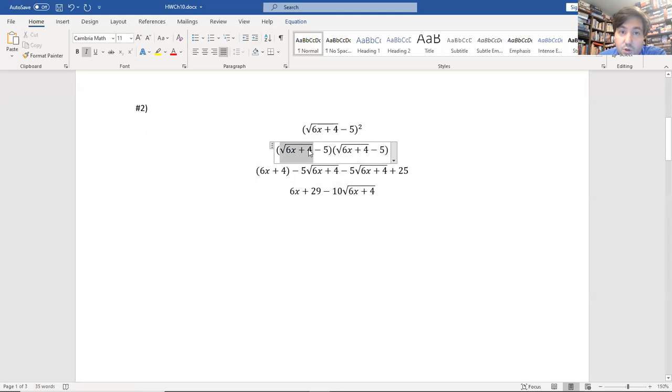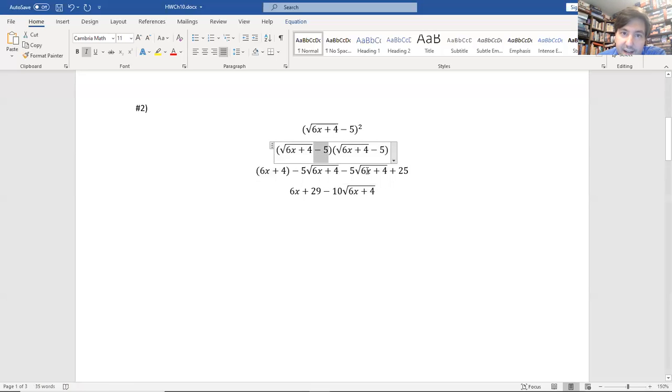Now, if I do root 6x plus 4 times root 6x plus 4, if you do a root times a root of the exact same thing, they will cancel out the root. All that's left is going to just be what's inside, 6x plus 4. Because you're doing something times itself, you're squaring it, that cancels out the square root sign that is there. Next, we're going to do this square root times -5, so that's just going to be -5 times the square root, 6x plus 4. It's not really a whole lot you can do with that.